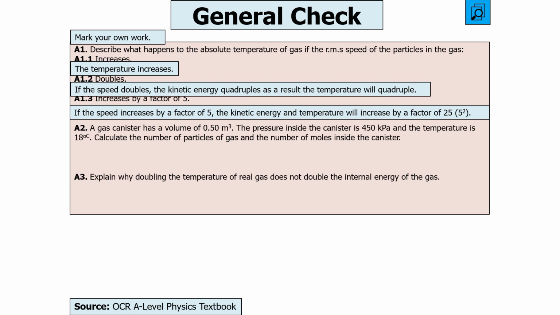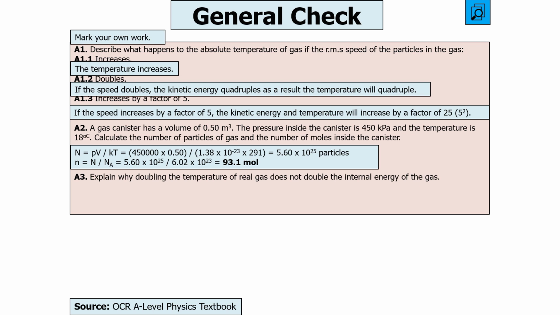Now in the next question, we can work out the value here by saying PV equals NkT. That's another ideal gas equation. So N equals PV over kT. Remember, P is in pascals, not kilopascals. So you can pop in all those values, convert 18 degrees Celsius into Kelvin. So you get 5.6 times 10 to the 25 particles. Divide that then by Avogadro's constant, the number of particles in 1 mole, to work out the number of moles. So we get 93.1 moles.